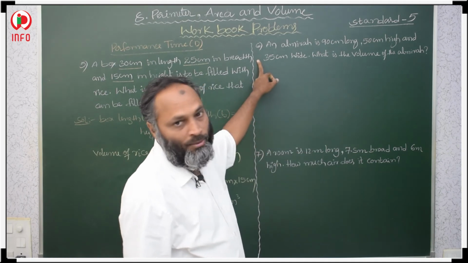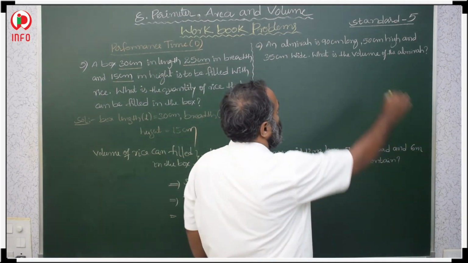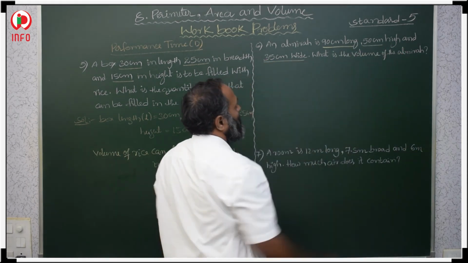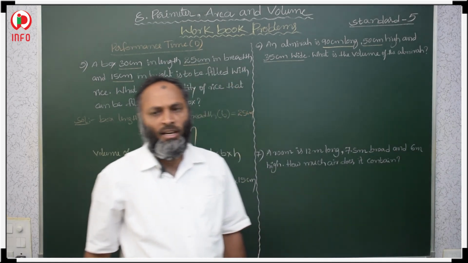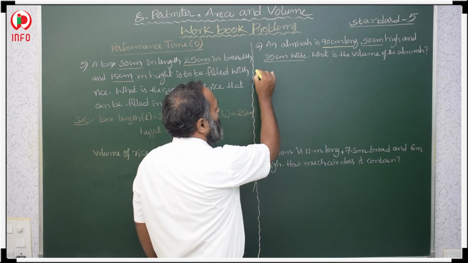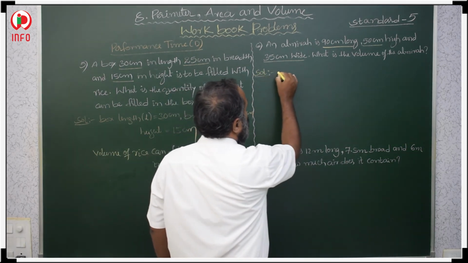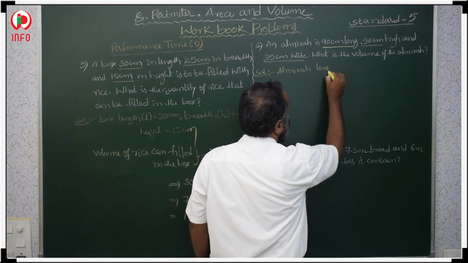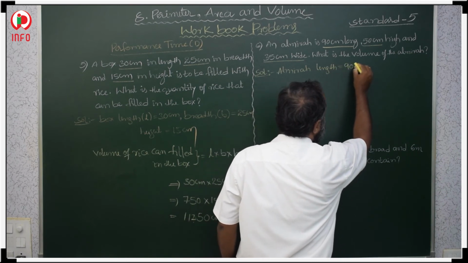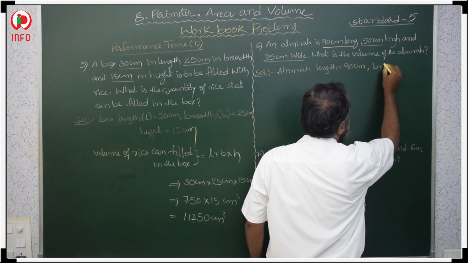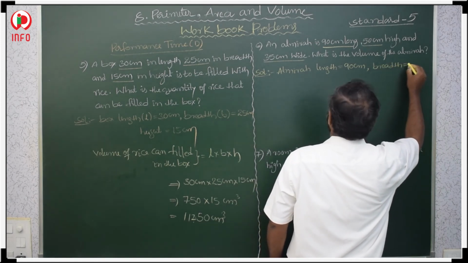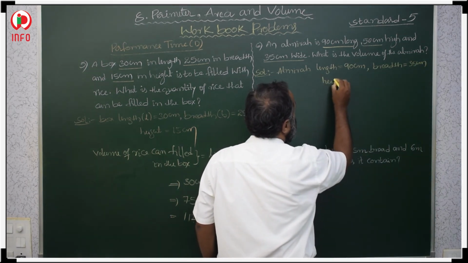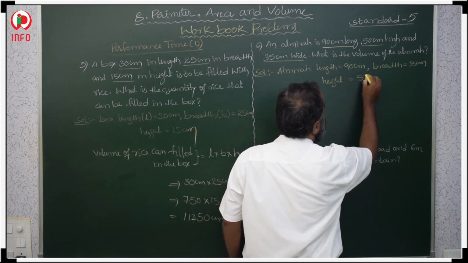Now next, see here in the next word problem, an almara is 90 centimeters long and height 50 centimeters and wide is 35 centimeters. So what is the volume of almara? So here length, breadth and height is given. So then we have to find volume of almara. Almara length 90 centimeters, breadth is 35 centimeters, height is equal to 50 centimeters.